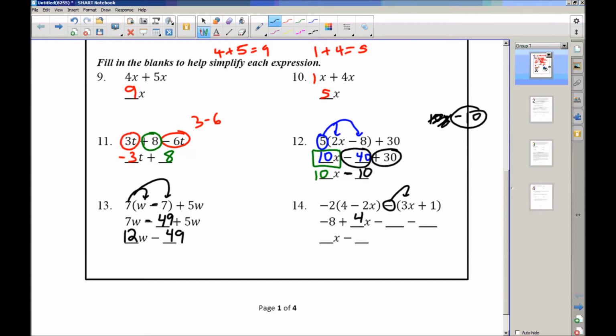So a negative times a 3 makes negative 3x. And a negative times a positive 1 makes negative 1. The negatives are covered by those subtractions, okay? So our like terms are positive 4x and negative 3x, which make 1x. I don't need to put anything there. And then negative 8 and minus 1 make negative 9. So our real answer is x minus 9. But if you put 1x minus 9, fine with me.